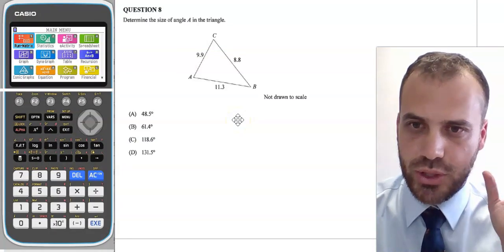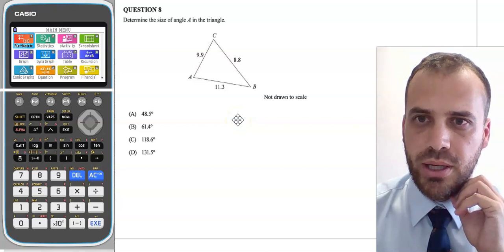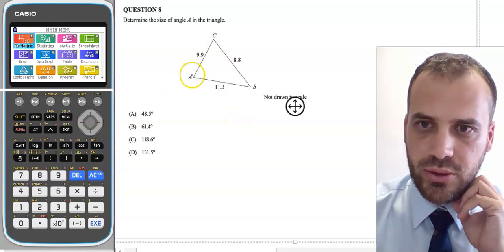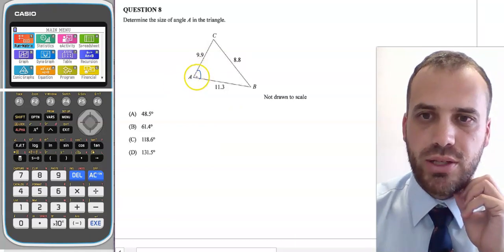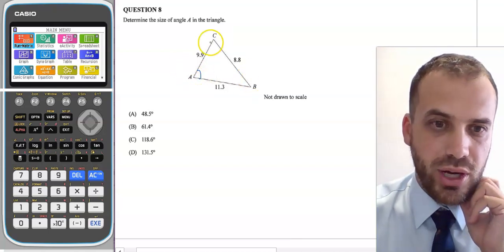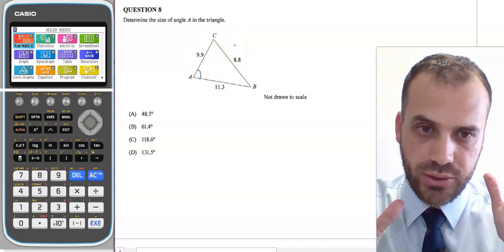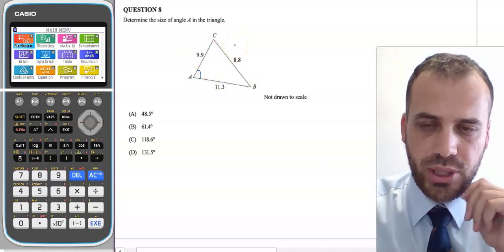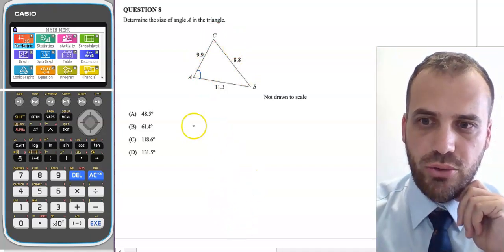The very few questions where again you're going to have to put pen to paper. Determine the size of angle A. So we're trying to find this one here. Now we know 3 of the side lengths, but we don't know any of the angles. So we can't use sine rule. We're going to have to use cosine rule here.